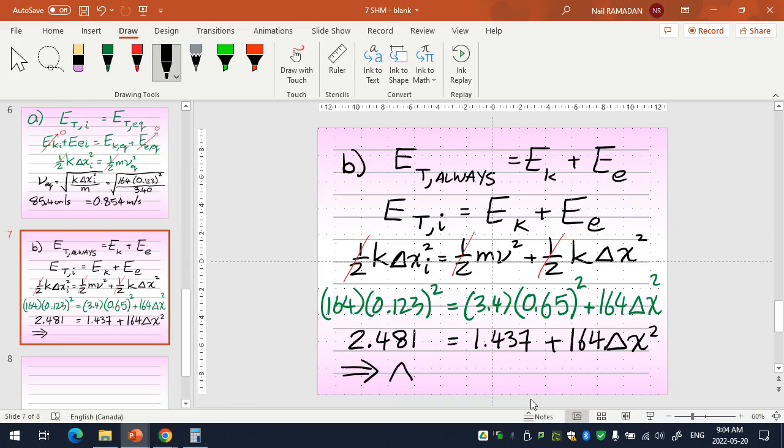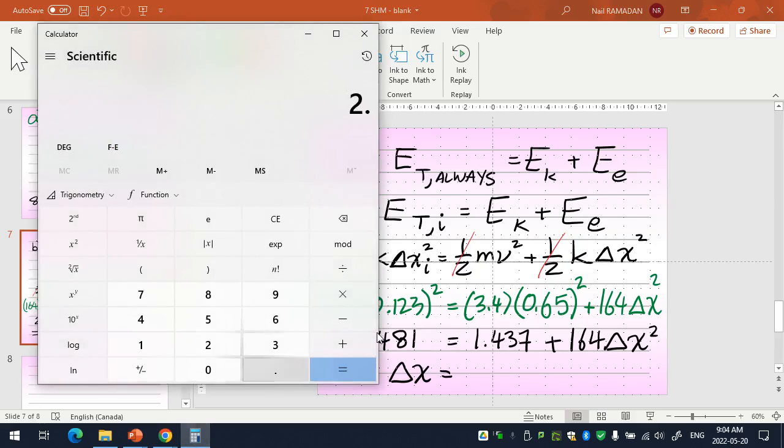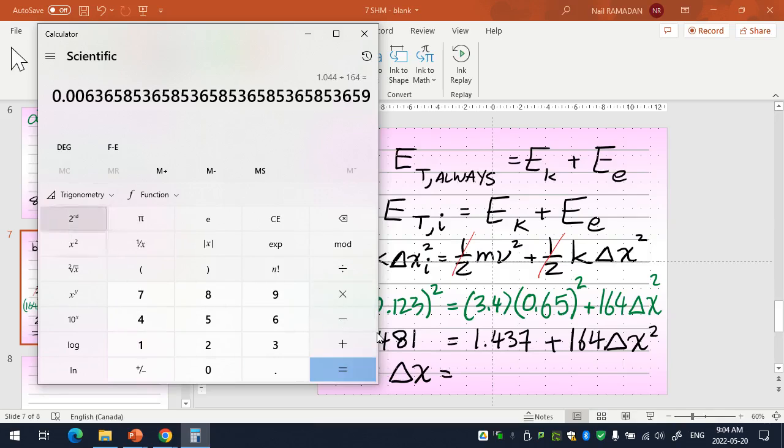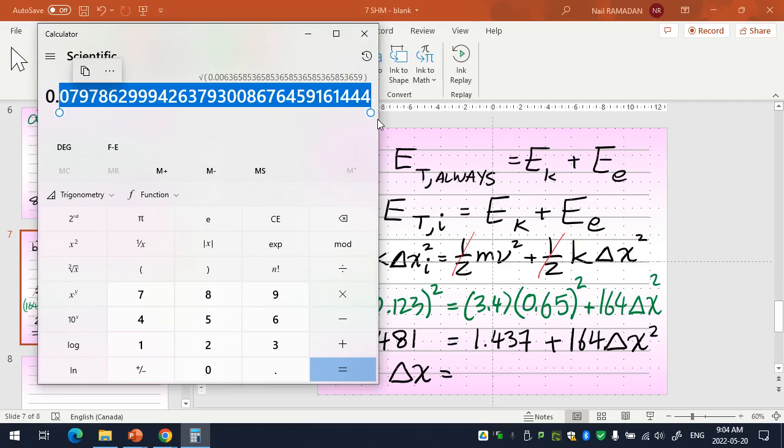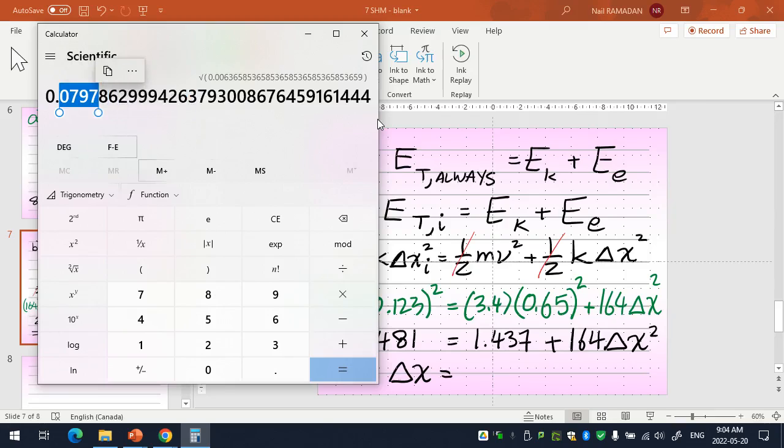That implies delta x will be 2.481 subtract 1.437 divided by 164 and square root this guy. Okay, again 3 sig figs. How much would this number be in 3 sig figs? So basically you have to cut it here. 0.0798.